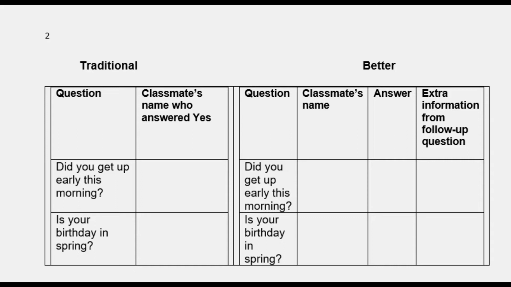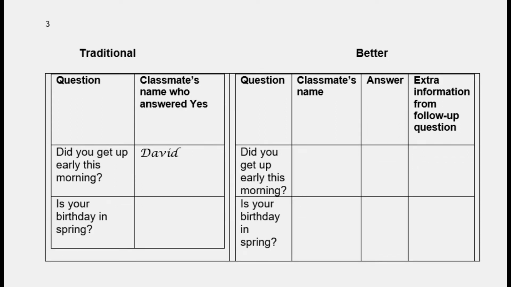Interesting. So, if you and I were doing it the traditional way, I'd ask you, did you get up early this morning? And I'd say yes. Then I'd write your name in the second column. And then I'd walk up to a different classmate and read this second question. Is your birthday in spring?